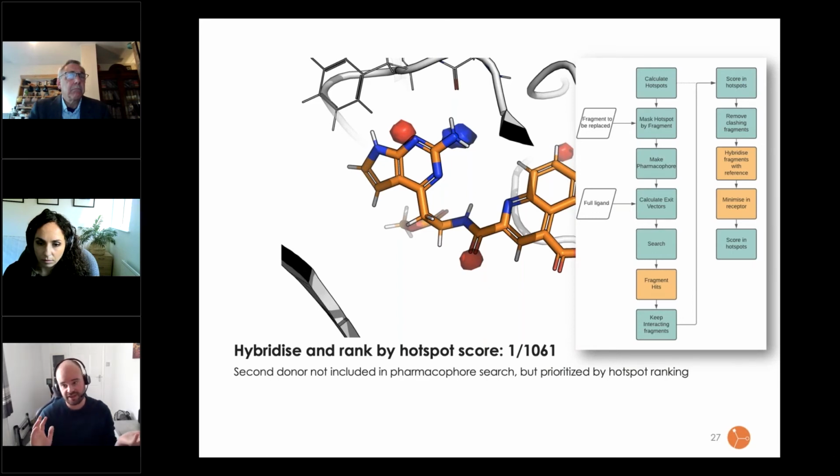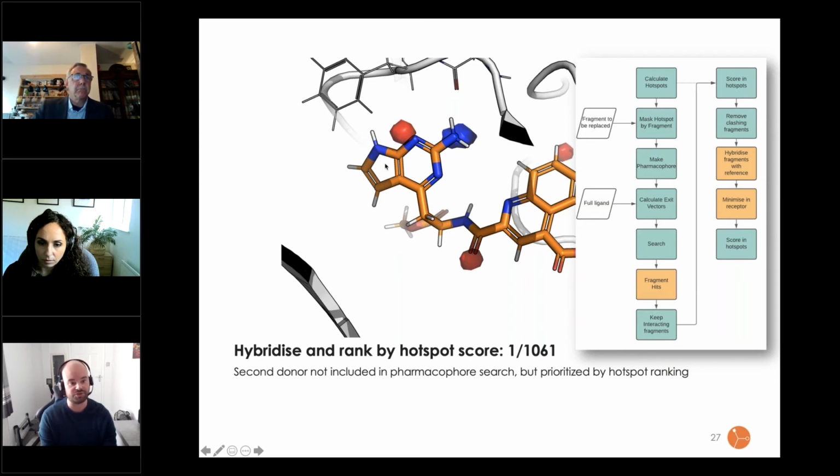So here we're looking at the highest scoring compound that was returned by this workflow, which was run end to end: give the inputs, hit go, and here's what's come out. One of the immediate things I noticed was that, although we only used one acceptor and one donor for the cross-miner search, the hotspot scoring then prioritized fragments, or replacements, that also had the second donor.